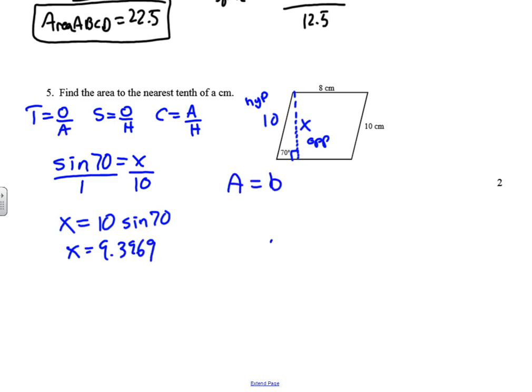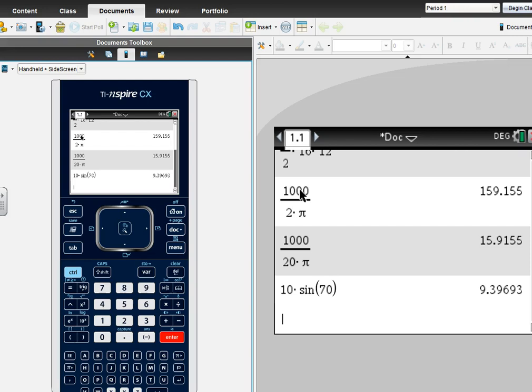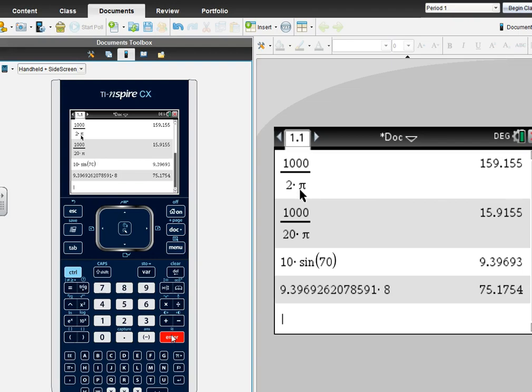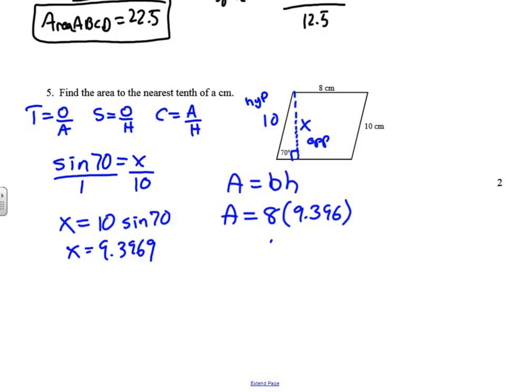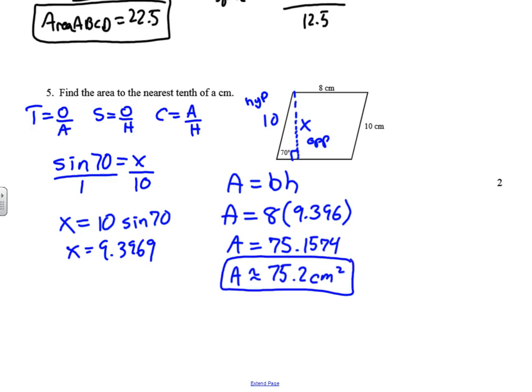So area, which is base times height, would be 8 times 9.3969. If we've already got that in our calculator, we can just do the answer times 8. And that would be 75.1754, I think. So to the nearest tenth, the area would be approximately 75.2 centimeters squared.